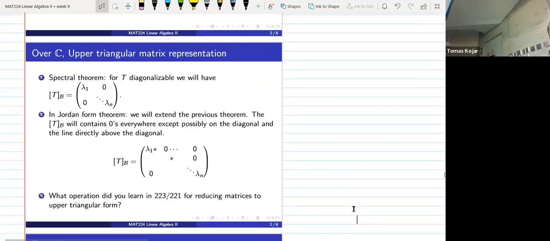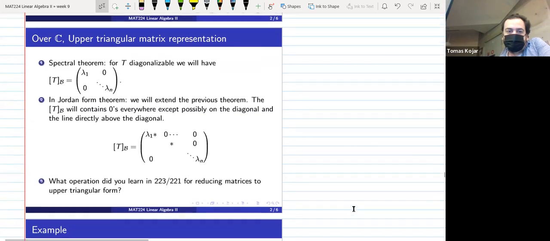Can you remind me what operation we had for turning matrices into upper triangular? What did we learn? What tricks did you learn in the trade?